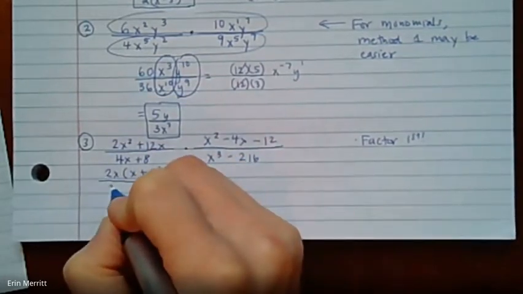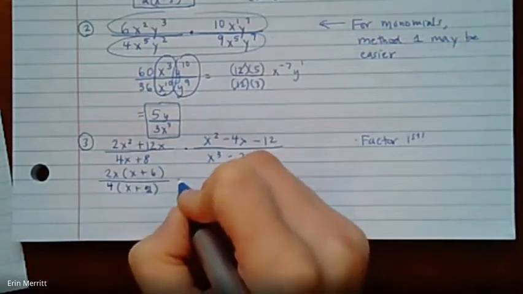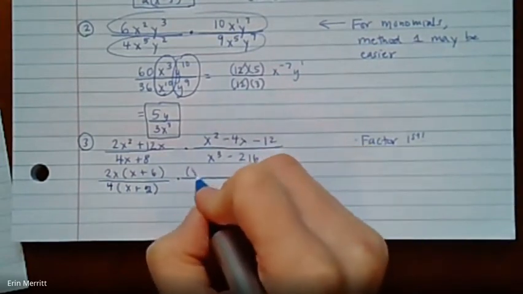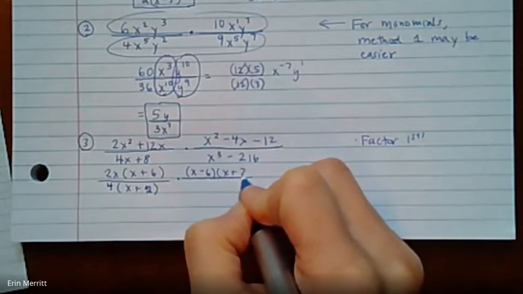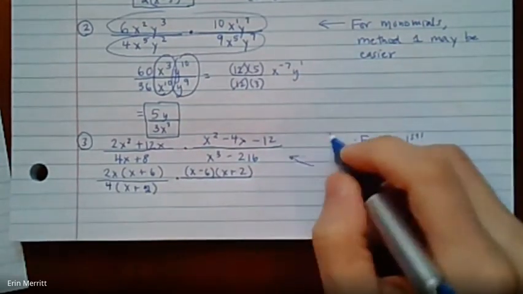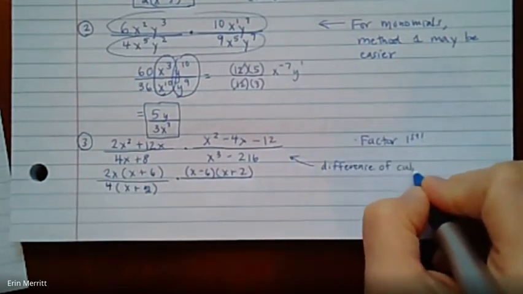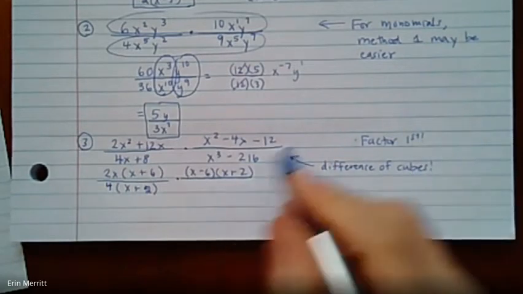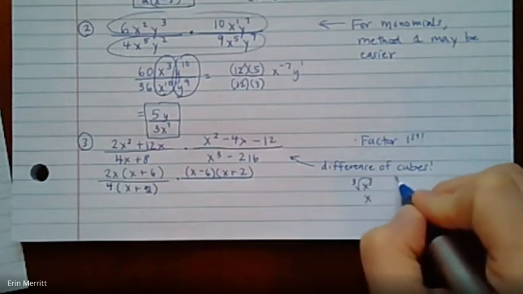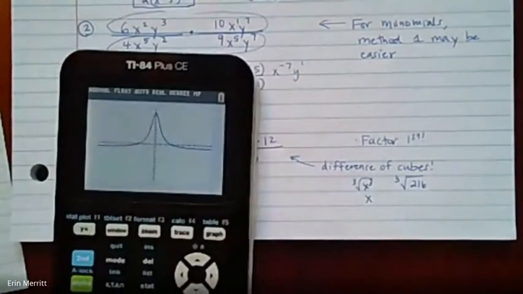and then take out 4, and you're left with x plus 2. Over here, we can factor, add, multiply, so x minus 6, and then x plus 2. On the bottom, we got difference of cubes, all right? So we keep seeing these different factoring methods pop up. So that is going to be cube root of x cubed is just x. Cube root of 216. In case you're not sure, you own a calculator, right?